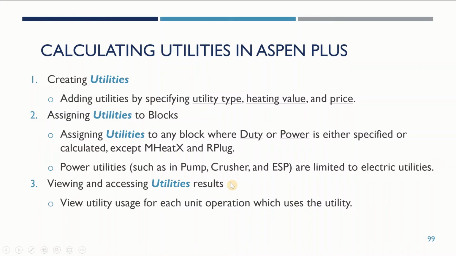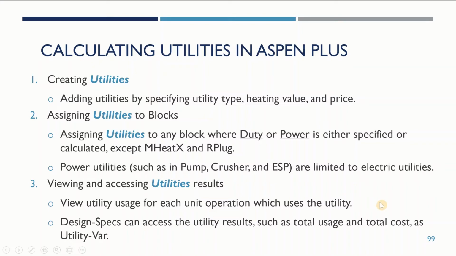You can view the calculated utility usage for each unit operation, which uses the utility, on the results form of the utility block. Please also note that the flowsheeting operations, such as design specification, can also access the utility results, such as total usage and total cost, as the utility fields or utility variables.